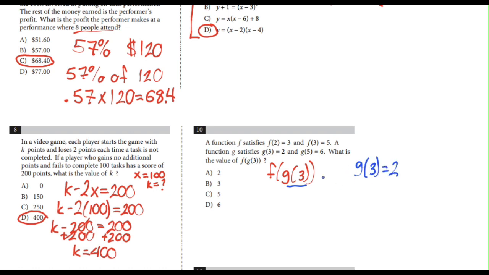So since g of 3 equals 2, all we need to do is substitute g of 3 for what we know it equals, which is 2. Then we can go back to our question and see that f of 2 equals 3. So we know that f of 2 is going to equal 3, which is going to be our final answer, or answer choice B.